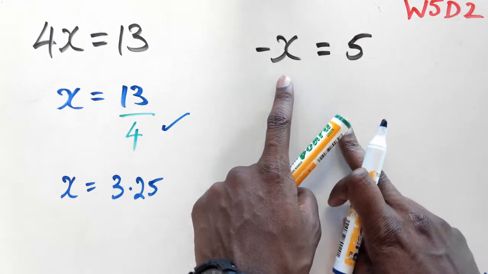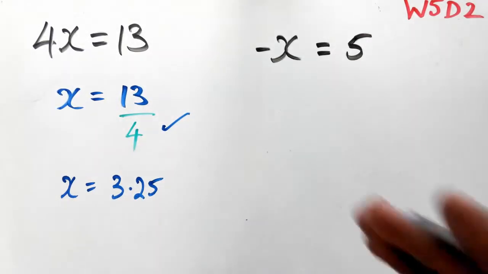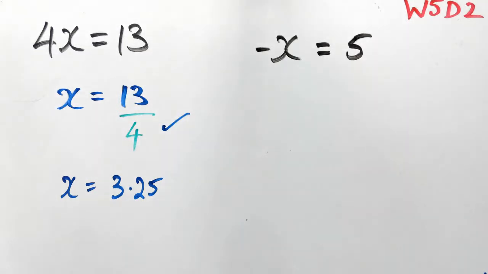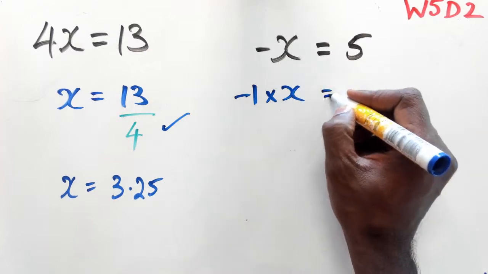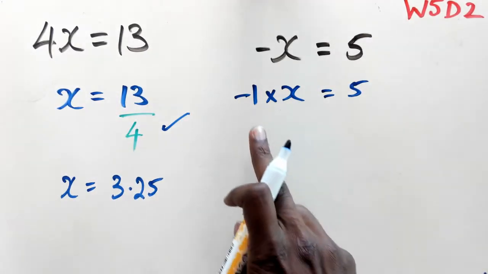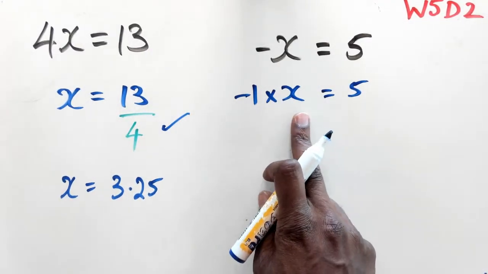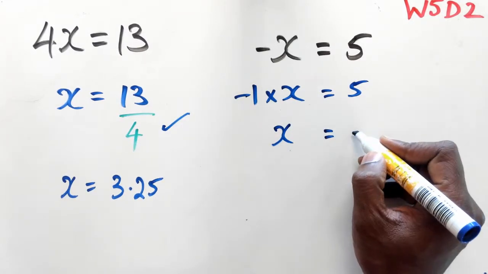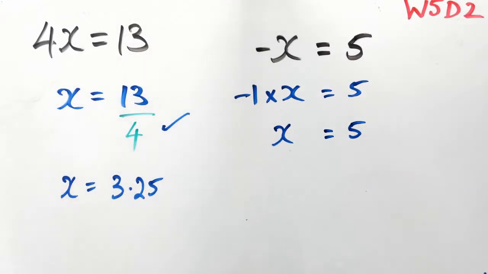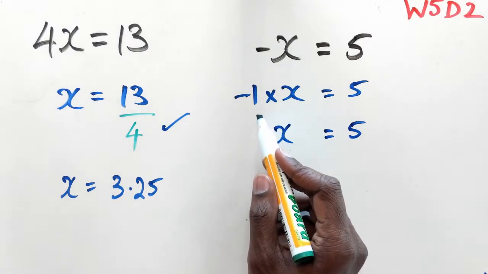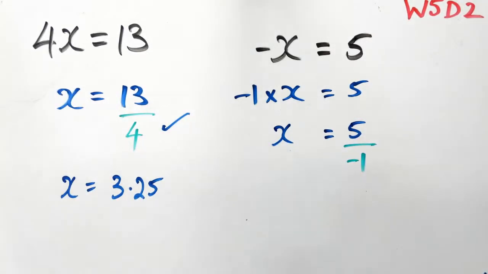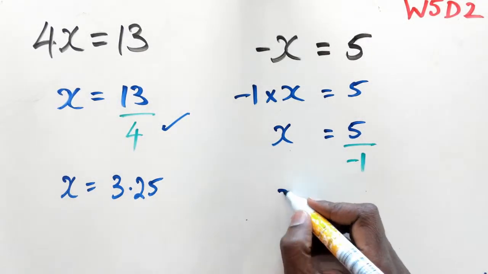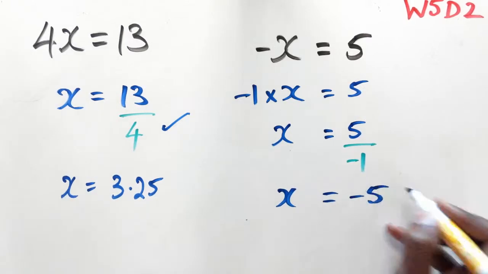So what happens when you have negative x equals 5? So remember that negative x is the same thing as saying negative 1 multiplied by x, and that's equal to 5. So now if we want to have x by itself, 5 on the other side, I've got to get rid of that negative 1. Now because negative 1 is getting multiplied here, when I switch it to the right-hand side, it will become divide. And so I've got 5 over negative 1, which means x is equal to negative 5.